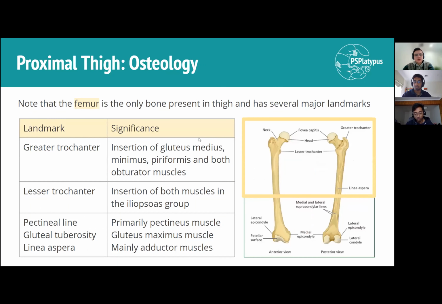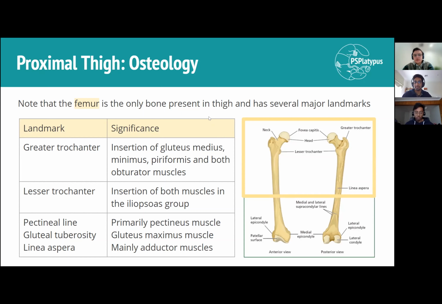So just as a quick review of last week, we discussed the femur as the only bone that's present in the thigh. And we did discuss some of the important landmarks that are more proximal. So this is only discussing the proximal aspect. We talked about the greater trochanter as being the insertion of some of the gluteal muscles, plus the piriformis, obturator muscles, etc. We talked about the lesser trochanter as generally being one of the major sites of insertion for the iliopsoas, the really big muscle that causes flexion at the hip. And then we talked about the pectineal line, gluteal tuberosity, and linea aspera.